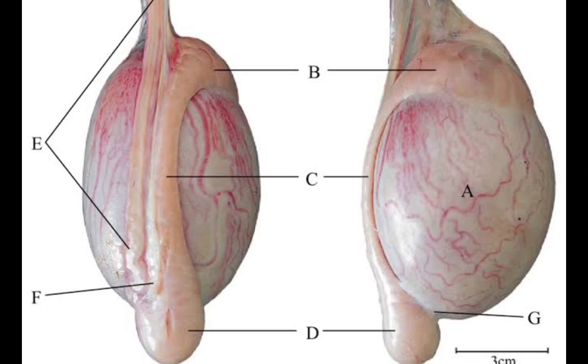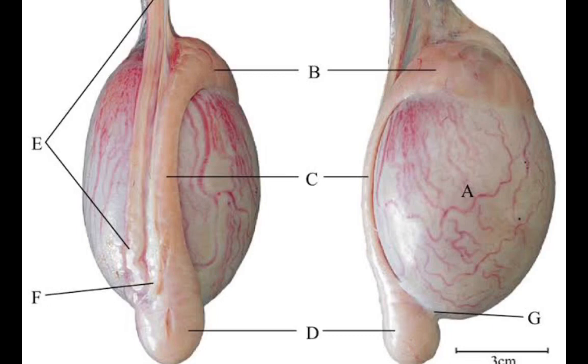The sinus of epididymis is very important because it helps in determination of the side of the testis. So always the sinus of epididymis should be placed laterally.